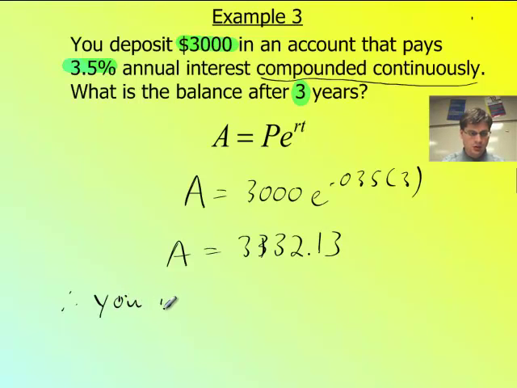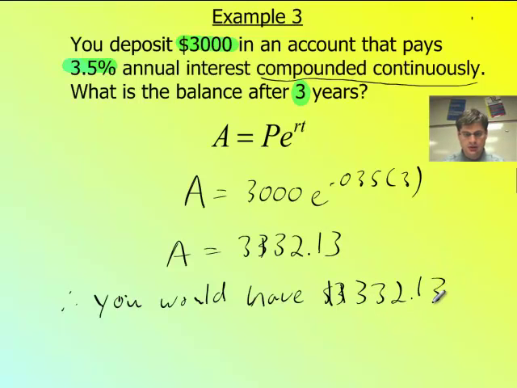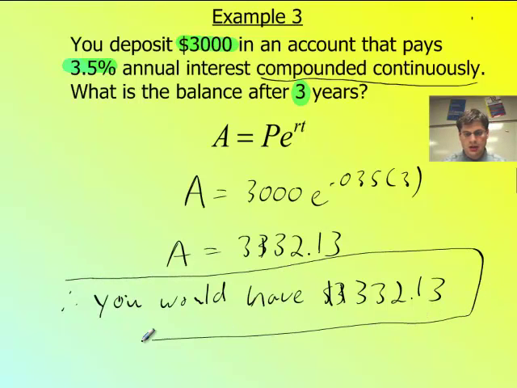So therefore you would have $3,332.13 after 3 years. So then I would box that in, and that's it. So that's the general idea of how to use functions using the natural base e, Euler's number. Until next time, I'll see you on the flip side.